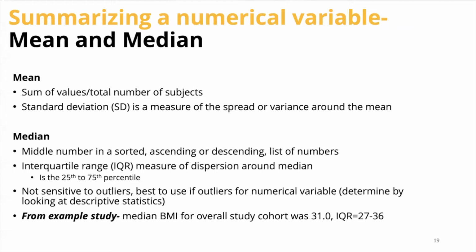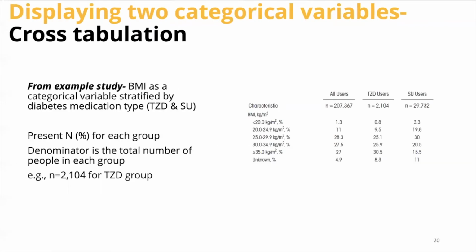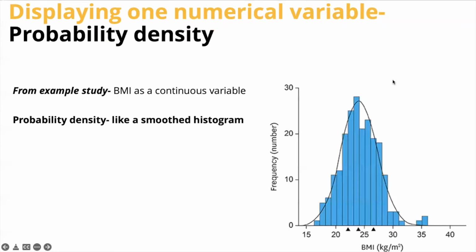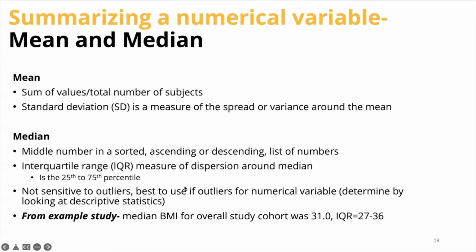So it's best to use this if you do have a lot of outliers in your study, which you typically determine by looking at the graphs here. You'd know if you have outlier values for a particular variable based on something like that. So that's another reason you want to do these descriptive statistics.